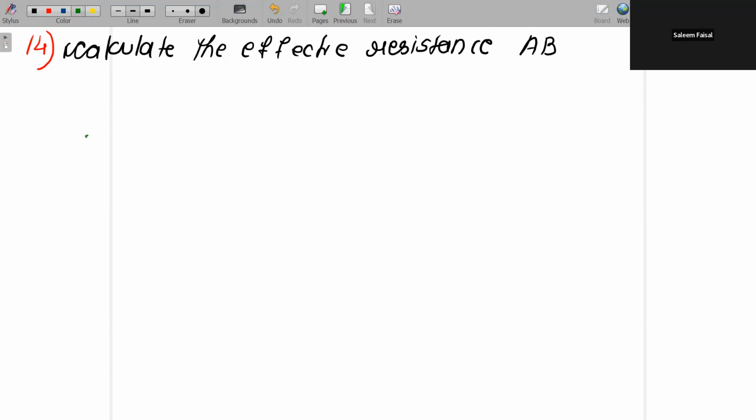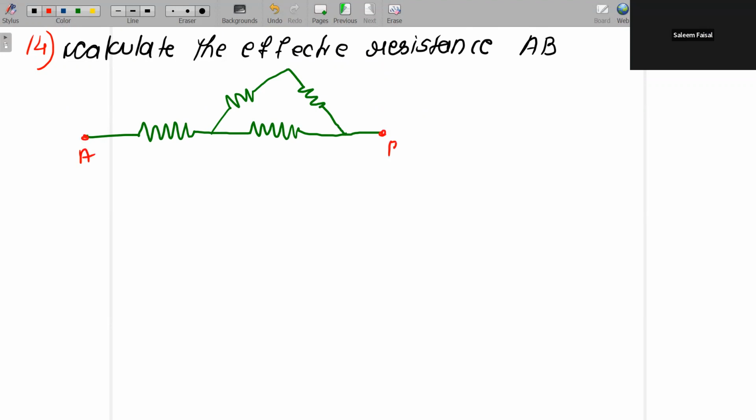So the diagram I'll show. This point I'll call A. This point I'll call B. This is 8 ohm. This is 5 ohm. This is 4 ohm. This is 3 ohm. You should find the effective resistance.